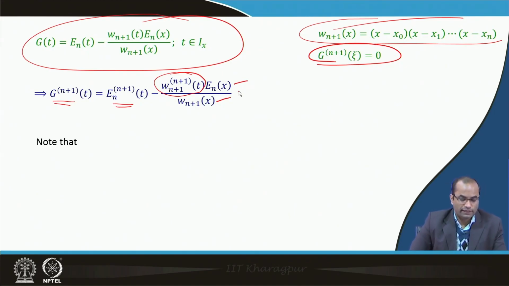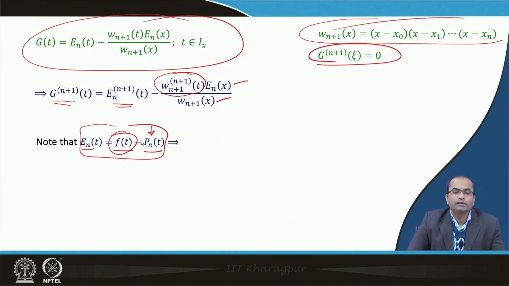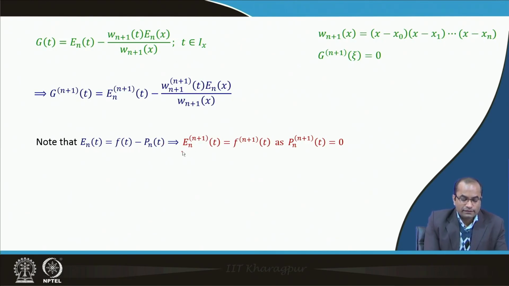Now, we should note that E n t was f t minus p n t, and we take the nth order derivative. So, that n plus 1th order derivative will go to f, and p n is an n degree polynomial, so its n plus 1th derivative will be 0. So, E n, the n plus 1th derivative, will be simply the n plus 1th derivative of f, because this is equal to 0.